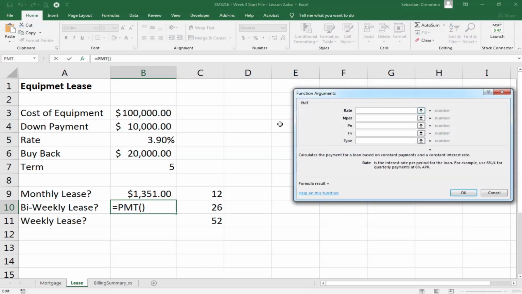All right, so in this case, same thing. Rate divided by frequency, 26. Number of periods multiplied by the frequency, 130 over there. And then again, negative, open brackets, your cost minus your down payment, close. But in this case, we also continue to have a future value, and it is 20,000. I'm going to press OK.